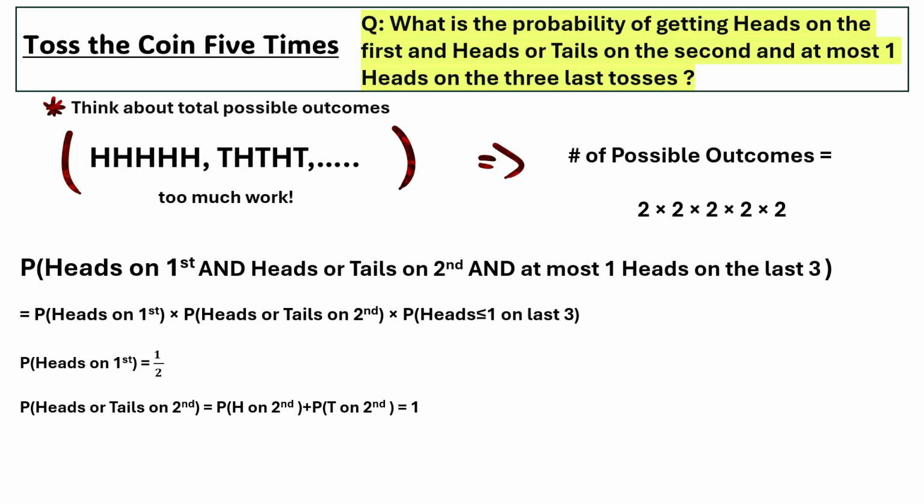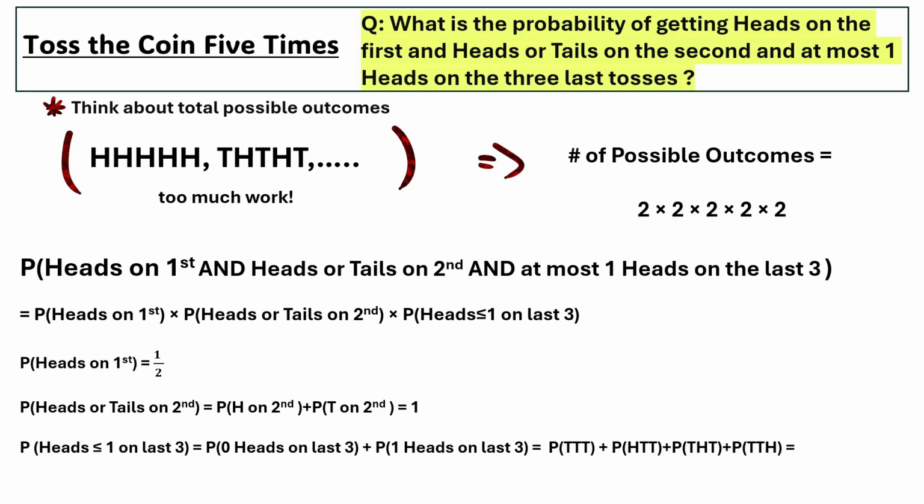Now we can move on to the final individual event. So probability of getting at most 1 heads on the last 3 tosses, if you think about it, is going to equal to probability of getting 0 heads on the last 3 tosses plus probability of getting 1 heads on the last 3 tosses. And that's going to equal to P of TTT. So that's probability of 0 heads on the last 3 tosses. And then we also have to consider P of HTT, P of THT, and finally P of TTH as well.